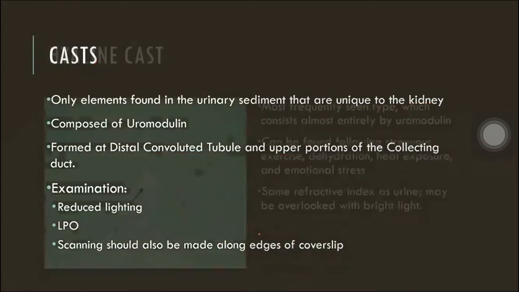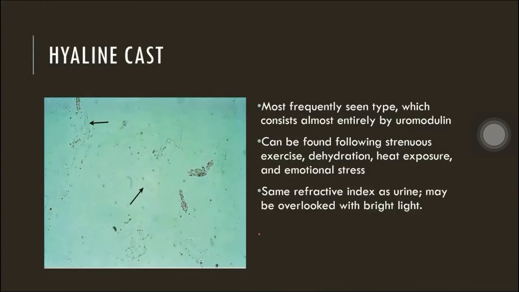Let's start with the first cast, the hyaline cast. Hyaline cast is the most frequently seen cast in the urine specimen. It consists almost entirely of uromodulin, so it has no clinical significance. It can be found in normal conditions, in strenuous exercise, dehydration, heat exposure, and emotional stress. It has the same refractive index as urine and may be overlooked with bright light. So again, for casts, examine under reduced lighting.